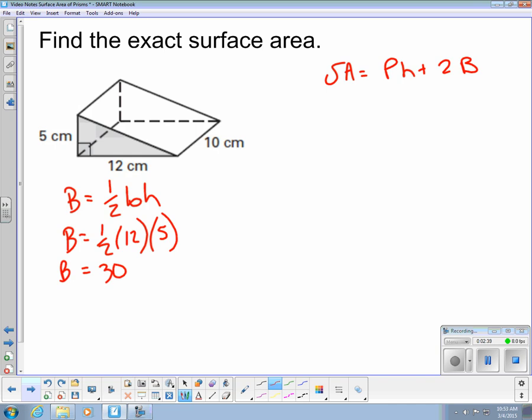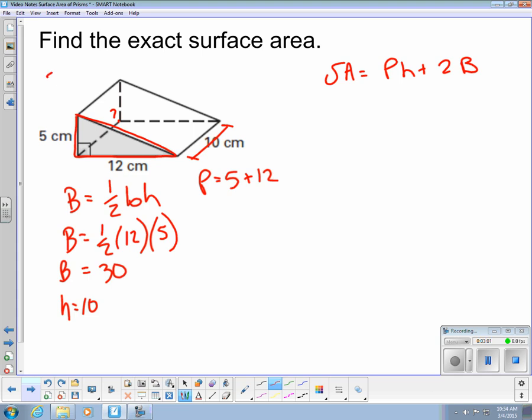Now what's my h here? What's my height of my prism for this formula? My height would be 10 for the prism. That's the distance between the bases. What's my perimeter? Now my perimeter of the base would be 5 plus 12. That would be this. Oh, I'm missing this value here. I need that hypotenuse. So we're going to have to do a little work there.